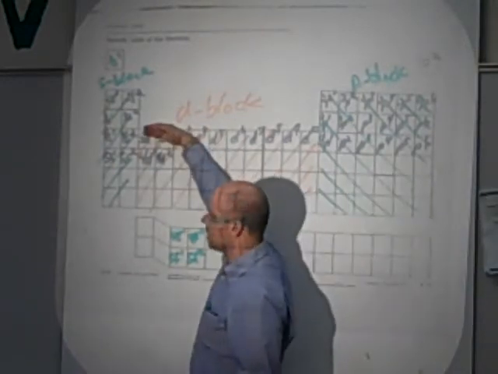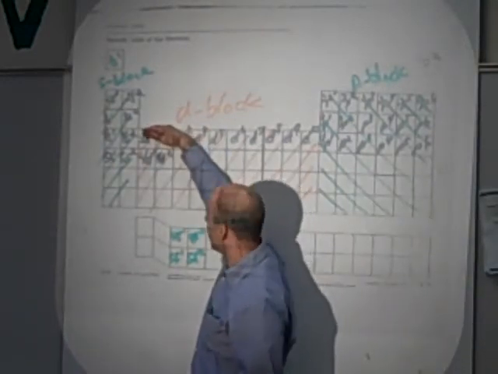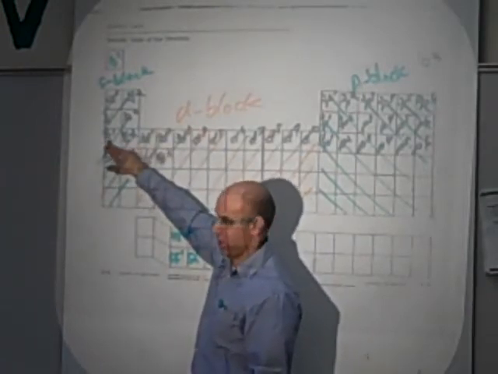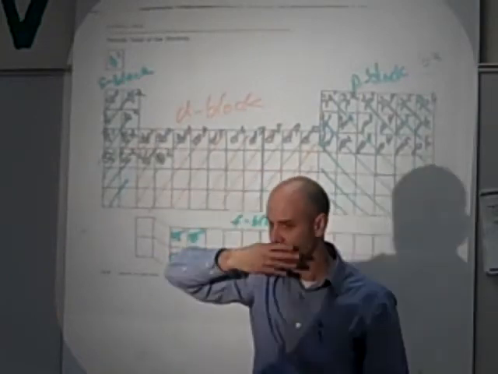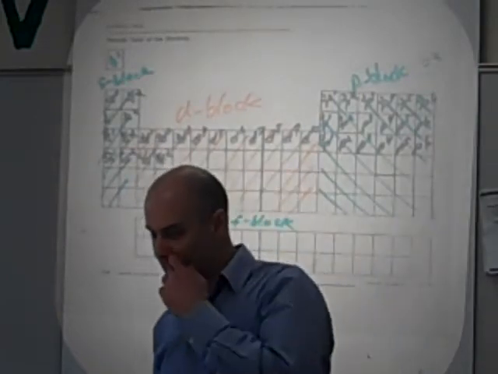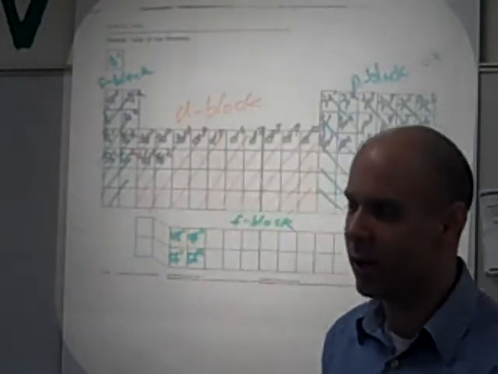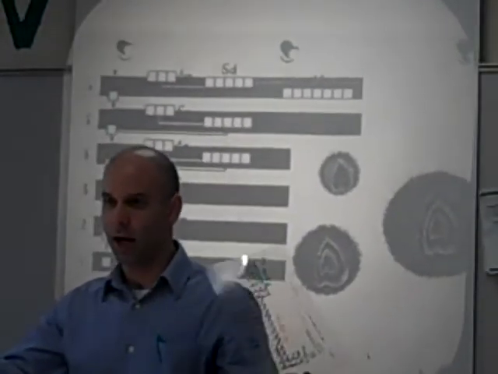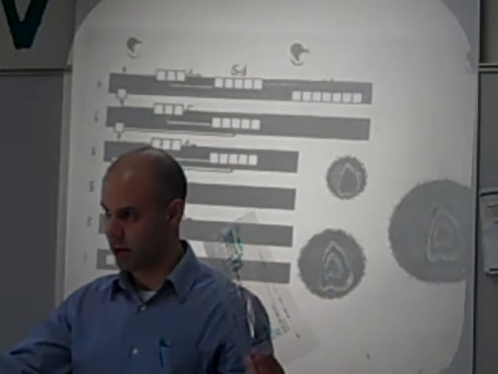But again, make sure you remember that the D block is one less than what it starts over here in the S block. So when it comes to the test, you now can give me the electron configuration for any element on the periodic table. Okay?